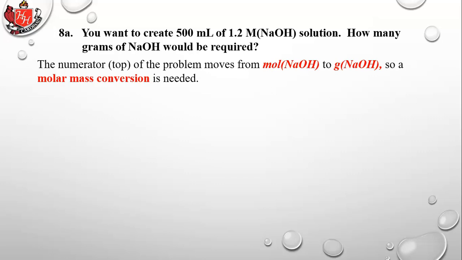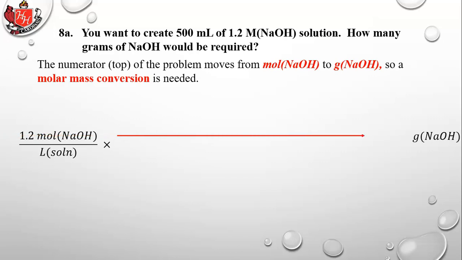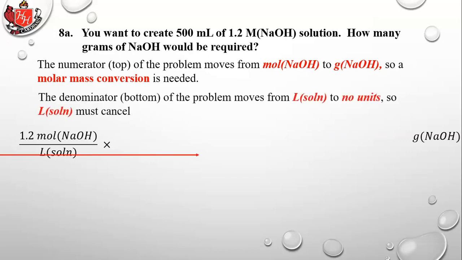So you know the volume and the concentration, so you have to know how many grams of sodium hydroxide would be required. So the numerator, the top of the problem, moves from moles of NaOH to grams of NaOH on the right side. So you know what that takes. That takes a molar mass conversion. Moles to grams, grams to moles is molar mass. The denominator, the bottom of the problem, moves from liters of solution to no units, just like the last problem. So liters of solution must cancel out. So first, let's do the molar mass. We'll do the top first. Again, you treat these problems like they're two different problems. You solve the top first, and then you solve the bottom.